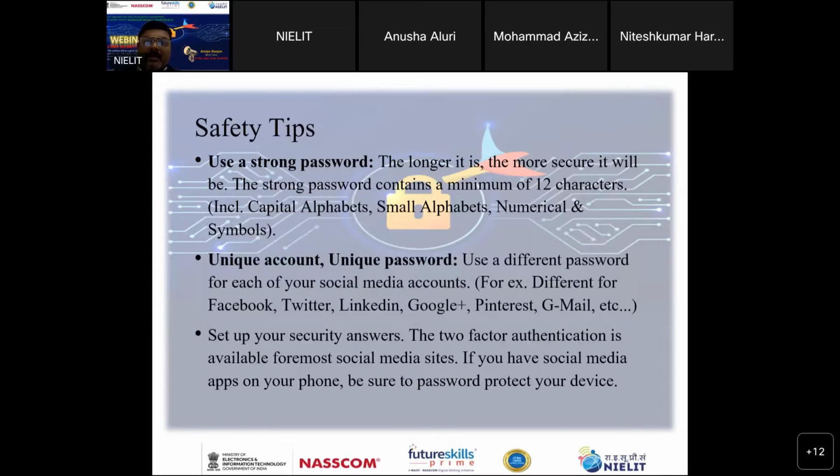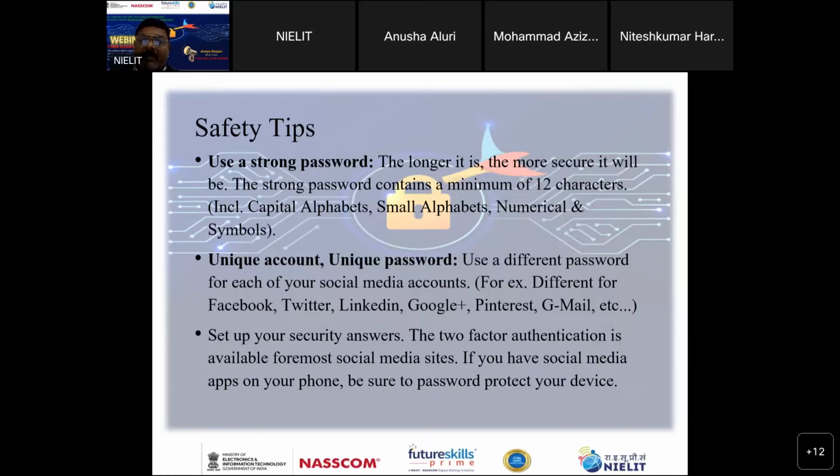So what are the safety tips for securing our social media? Always use a strong password. The longer it is, the more security. Nowadays, the common trend for a password is a minimum of 12 characters, including capital letters, small letters, numerals, and special symbols. If we use this type of password, it will always be a super way for us to secure our profile or social media account.